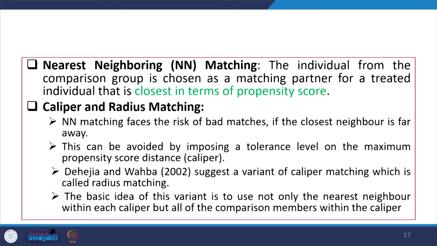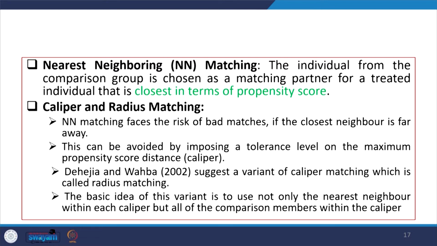So, nearest neighbor matching is also in short called NN matching. The individual from the comparison group who is closest in terms of propensity score is chosen as a matching partner for a treated individual. In the command itself, we will also show whether it is choosing 1:1 or 1:2 or 1:3 matching. So, whether we are matching with the nearest neighbor or not, that is basically discussed with the NN matching approach.